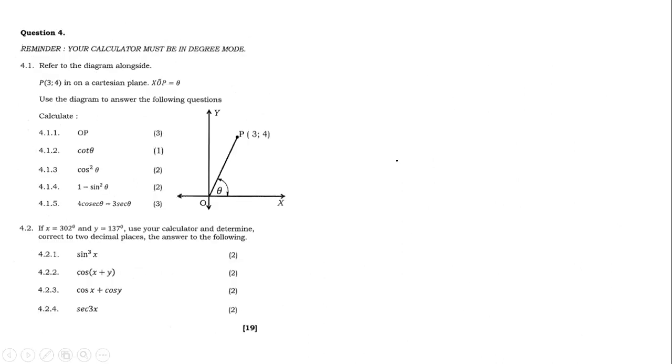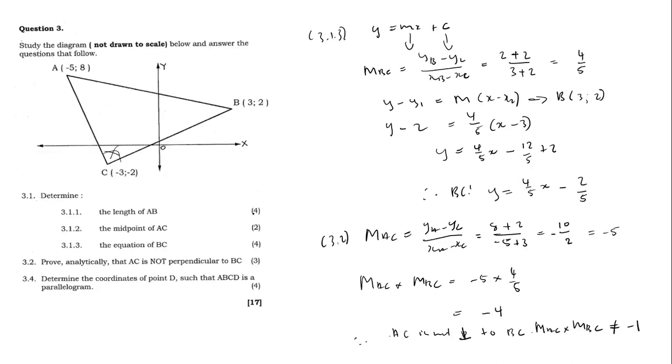That will be 3.2. Now 3.4 says: determine the coordinates of point D such that ABCD is a parallelogram. To solve this question, point D is a newly introduced point. It's going to be somewhere else over here. Because it's a parallelogram, let's make sure that this line is parallel to that line, and this line is also parallel to that line, and it's going to be something that looks like this. So we assume that our point D will be somewhere over there.